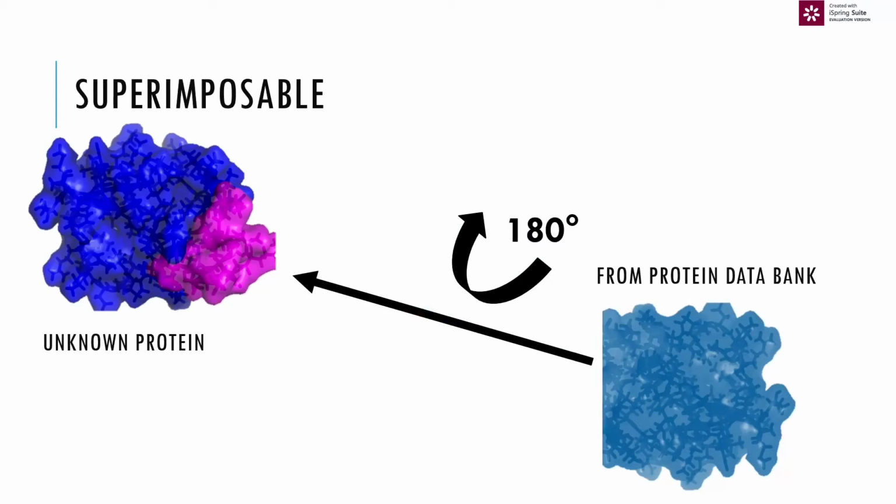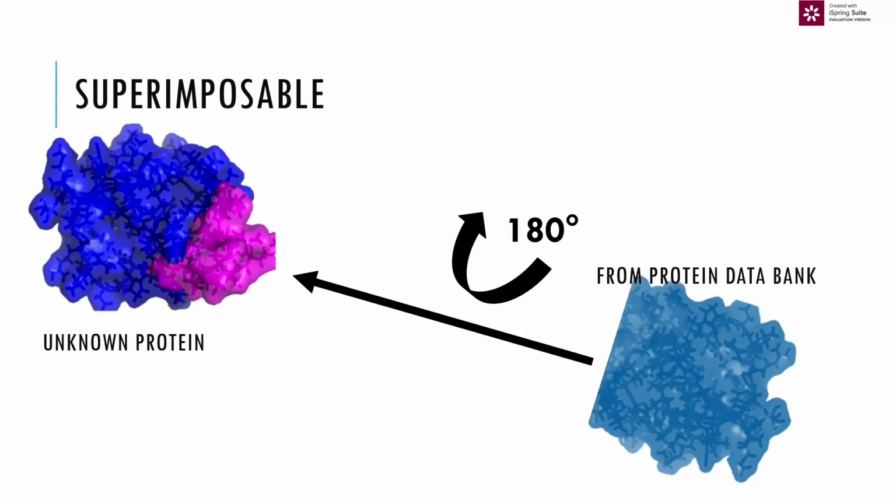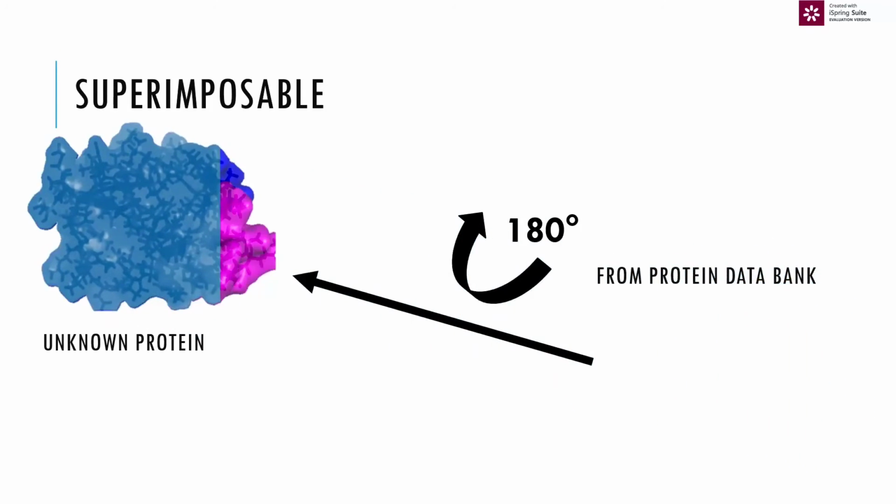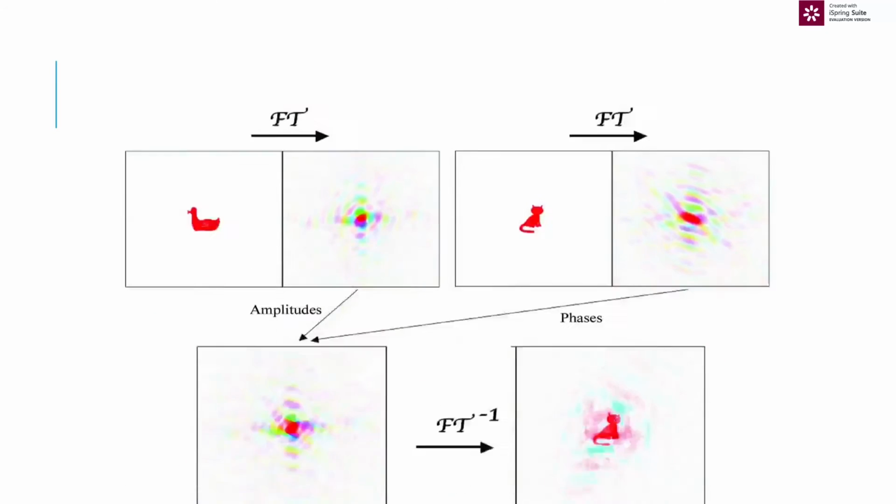Here you can see the probe molecule with known properties and the target molecule. In the molecular replacement theory, the probe is superimposed onto the target molecule via rotation and translation. The phase can then be calculated and the Fourier transform performed.